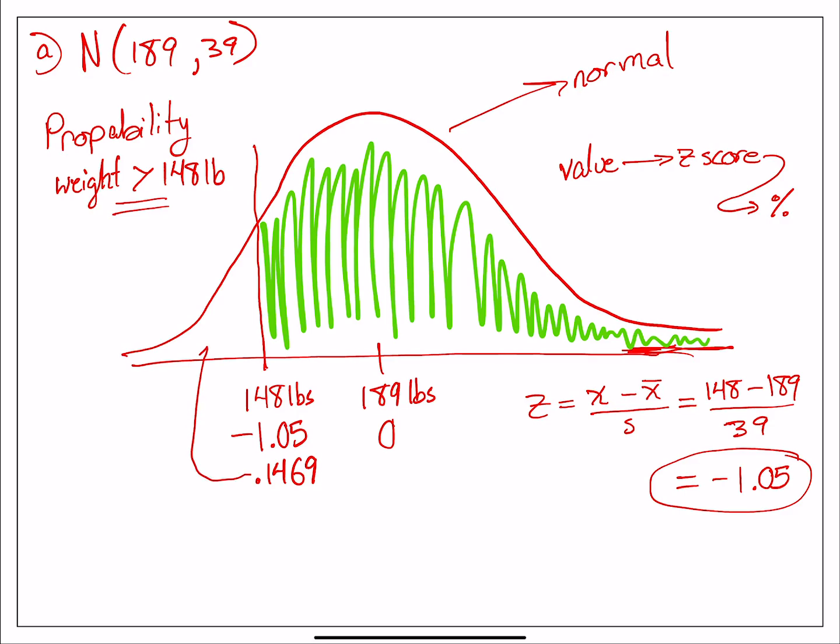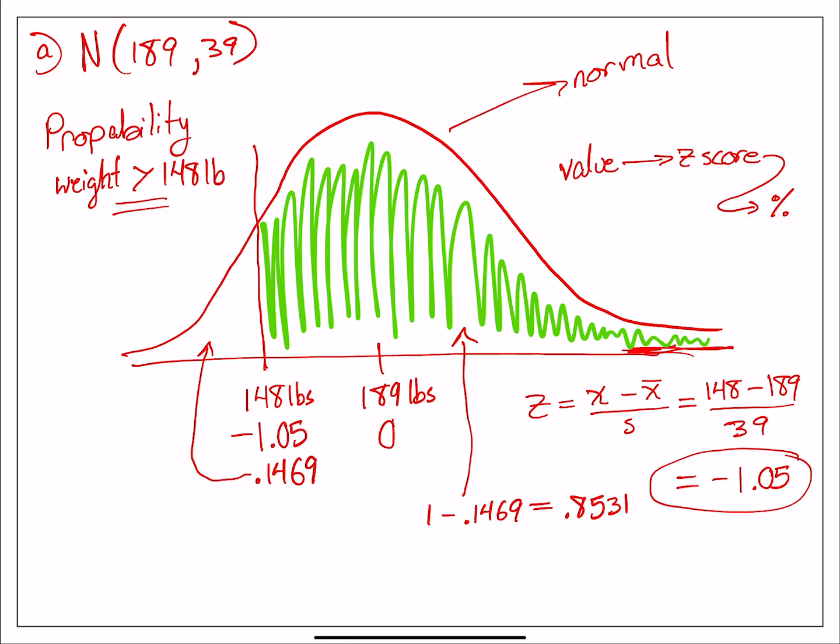So this is this value over here. So what do we need to do? To find this value over here, we need to do 1 minus it. So we do 1 minus 0.1469. And what do we get? We get 0.8531. So that's what we get.